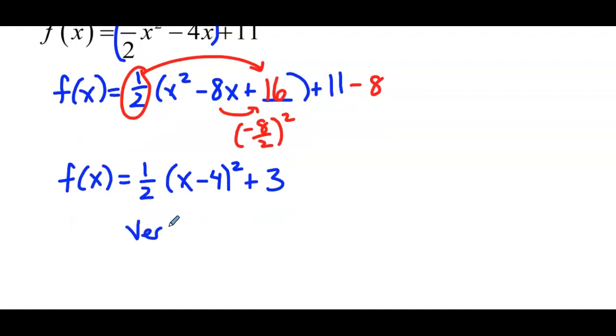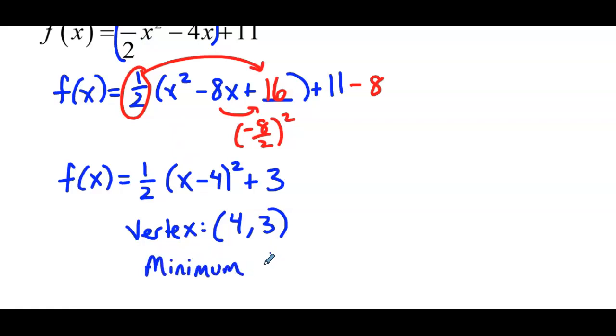So the vertex here, well, x minus 4, 4 to the right, so that's positive 4. And then f of x minus 3, so we're going up 3, so 4, 3 is the vertex. That leading coefficient is 1/2, so that's positive. So that means our vertex is a minimum. Right? A was greater than 0.